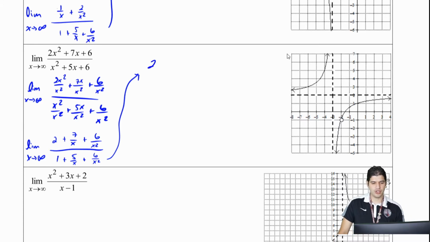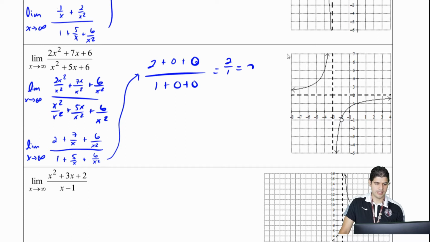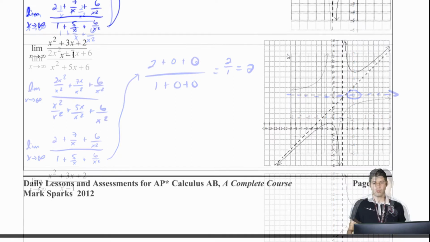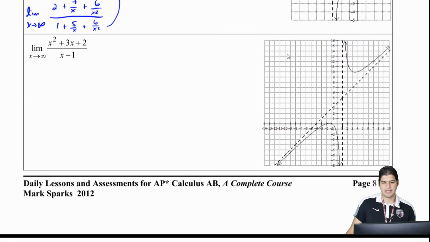Okay, so let's see what happens. So I'll get 2, and when I'm substituting in infinity, 7 over infinity, that's 0. 6 over infinity, that comes out to be 0. 1 plus 0 plus 0. Okay, so simplify this. So 2 over 1 gets me 2. And now let's check it against our graph right here. Yep, that is matching. As I'm approaching to the right, I am approaching this horizontal asymptote at positive 2. One more example, let's see what happens.